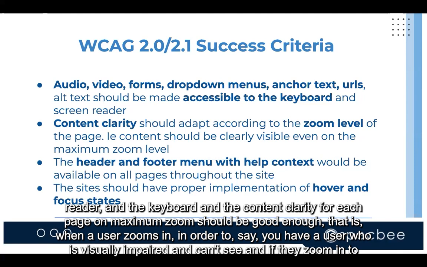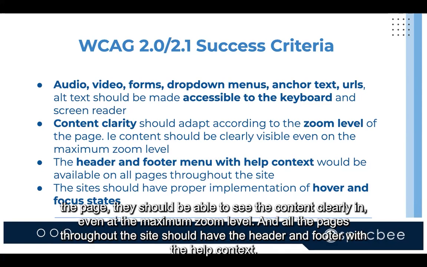And the content clarity for each page on maximum zoom should be good enough. That is, say you have a user who is visually impaired and can't see well, and if they zoom into the page, they should be able to see the content clearly even at the maximum zoom level.